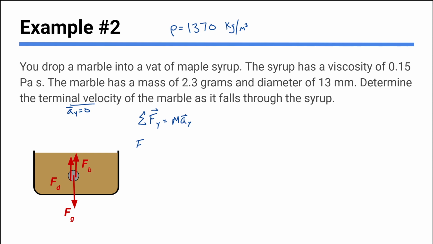I look at my FBD. I have 1, 2, 3 y forces, so I add 3 terms. I have the drag force, which is positive. I have the buoyancy force, which is positive. And I have the force due to gravity, which is negative. And that equals m times a_y. I know a_y equals 0 because of terminal velocity, constant speed, so that all equals 0. In other words, because there's no acceleration, the downward force equals all of the upward forces together.